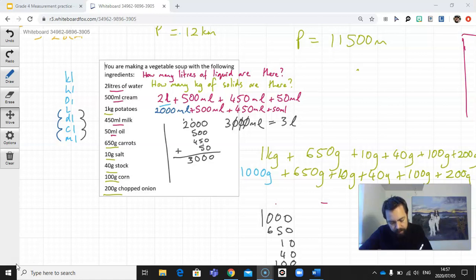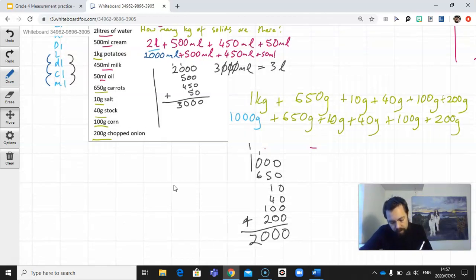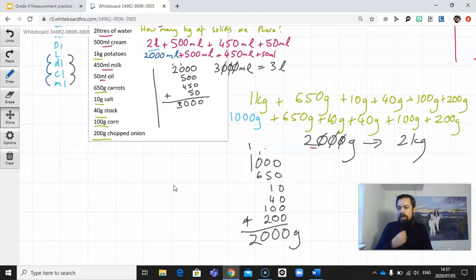Zeros in the last column. 5 plus 1 plus 4 is 10, carry 1. 1 plus 6 is 7. 1 plus 6 plus 7 plus 1 plus 2 is 10, carry 1. So 2,000 grams. And you will notice that 2,000 grams can go nicely into kilograms. It's 3 jumps. We get rid of 3 zeros. So we have 2 kilograms of solids in our soup.